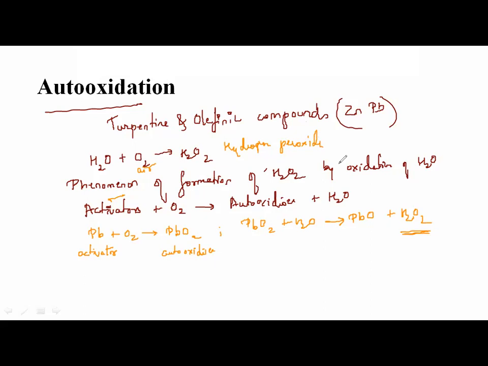So what is the process occurring there? Activators such as turpentine, olefinic compounds, and metals such as zinc and lead first combine with oxygen and form an auto-oxidizer. The auto-oxidizer then combines with water and forms hydrogen peroxide. This phenomenon is called auto-oxidation.